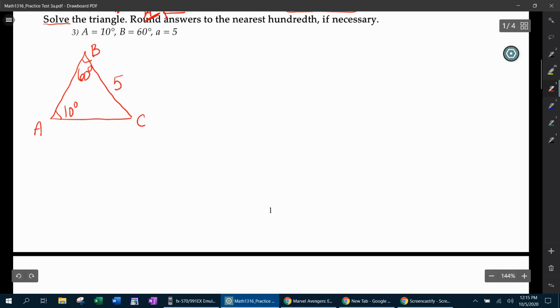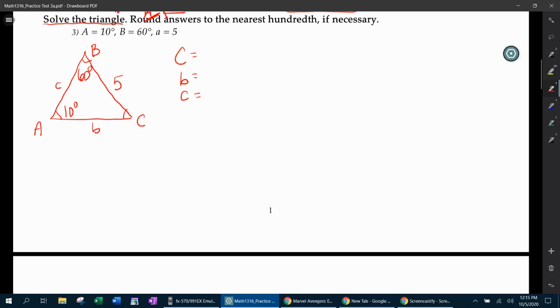Now, when it says solve the triangle, that means to find all of the missing pieces. So I'm going to label the pieces that I don't know, which is big C. I don't know angle C. I don't know little b or little c. And so I'm going to have to find all 3 of those pieces.